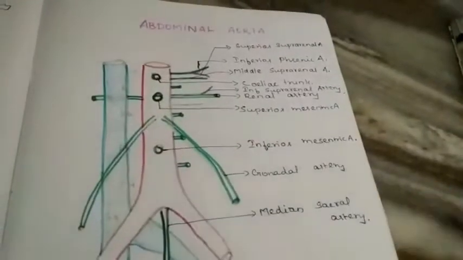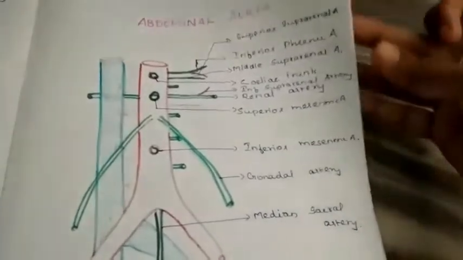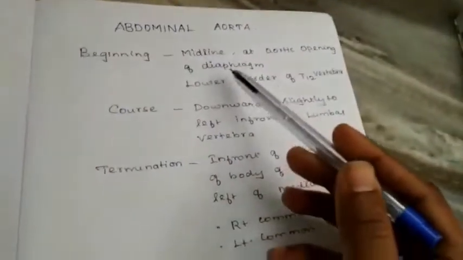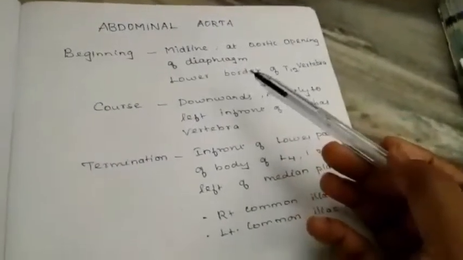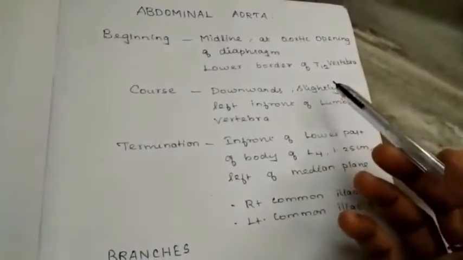Today let's see about the abdominal aorta. The abdominal aorta is the continuation of the thoracic aorta. The beginning of the abdominal aorta is in the midline, that is the aortic opening of the diaphragm, opposite to the lower border of T12 vertebra.